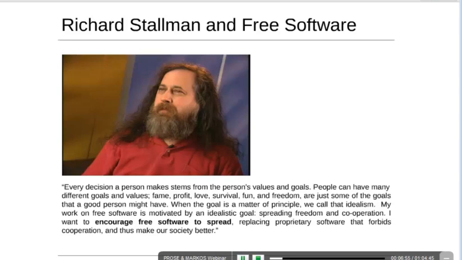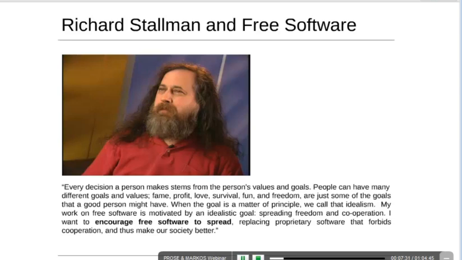Free software is something which has existed for a very long time, and the person in this picture, Richard Stallman, is often regarded as the godfather of free software. Stallman's views on free software were very much motivated by social and political aspirations, and you'll see in this quote here that he was motivated by an idealistic goal: spreading freedom and cooperation. I want to encourage free software to spread, replacing proprietary software that forbids cooperation and thus makes our society better.